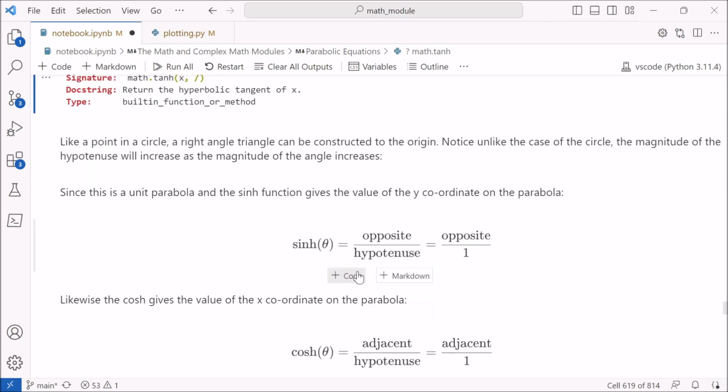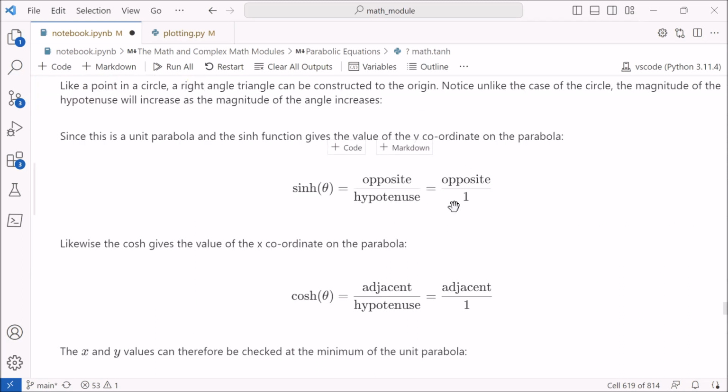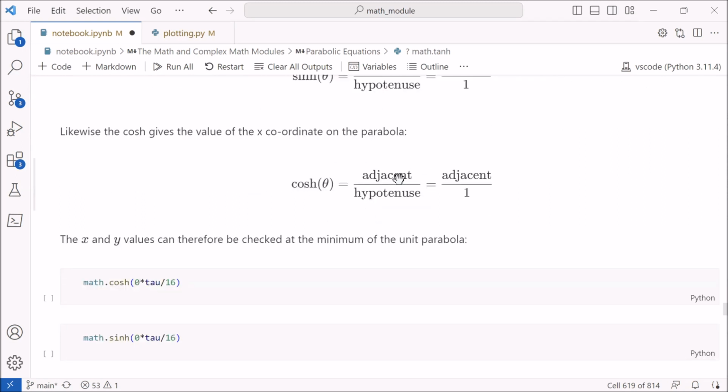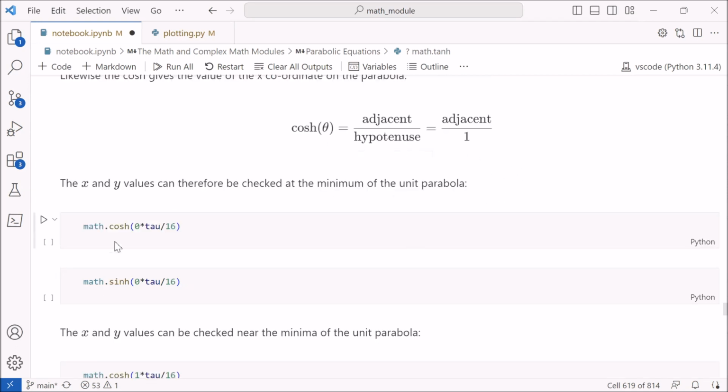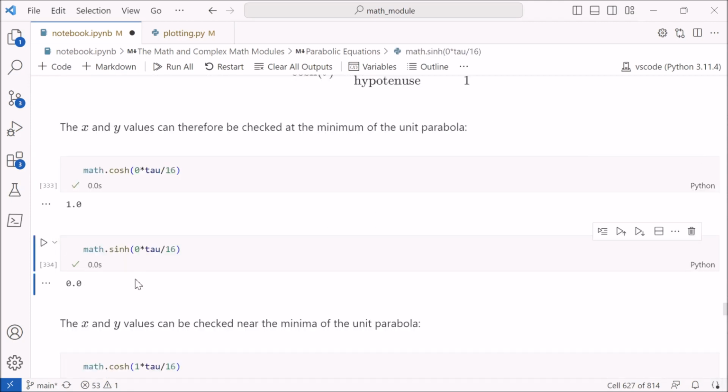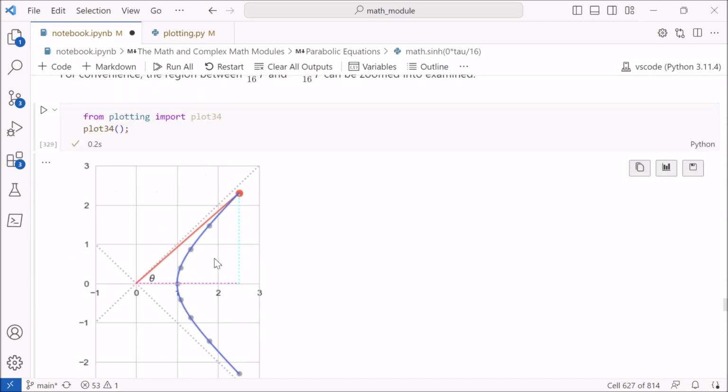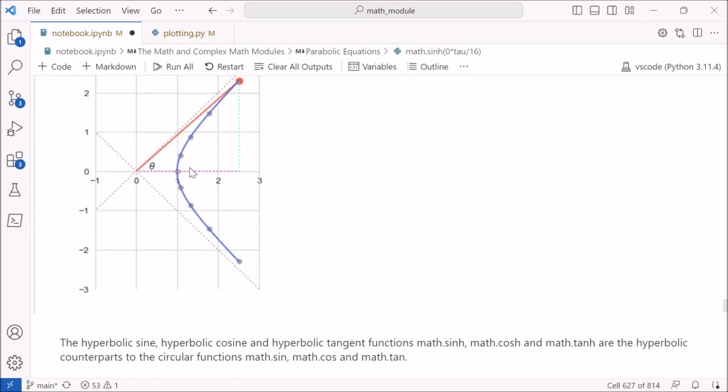So once again, the sine of theta is going to be the opposite over the hypotenuse, and we're going to consider a unit parabola. So this is going to be the opposite over 1, which is the opposite. And cos is adjacent over the hypotenuse, which, in the case of a unit parabola, is going to be the adjacent over 1, which is the adjacent. So the x and y values can therefore be checked at the minimum of the unit parabola. So it's 1 and 0. So here you see x is 1 and y is 0. So this is 0 and this is 1.